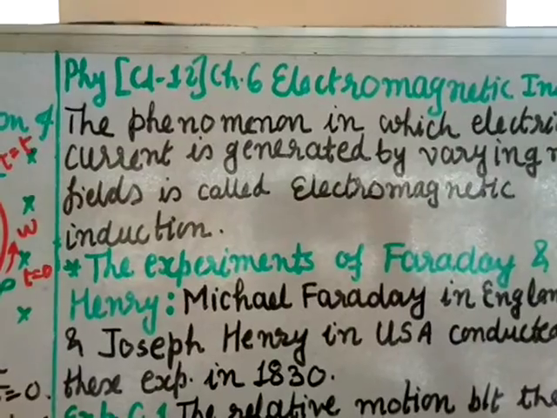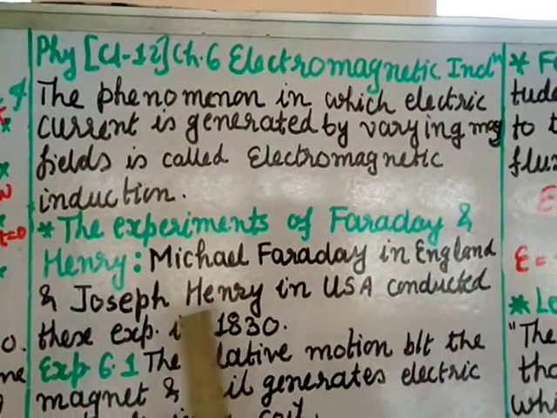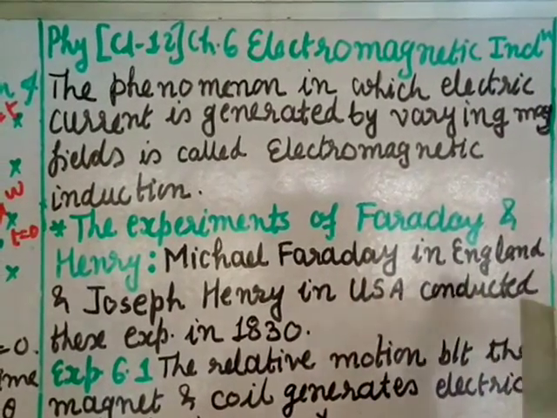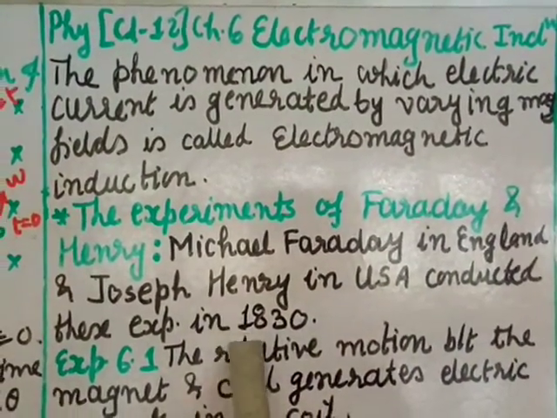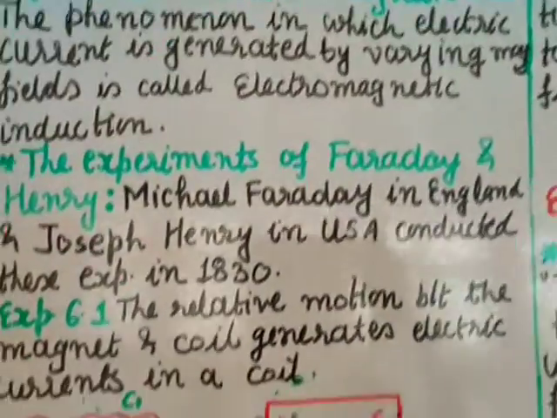There are some experiments done by two scientists. One is Michael Faraday in England and the other is Joseph Henry in USA. They conducted the experiments separately, but during the same time, that is 1830. So the credit for these experiments goes to both of them.